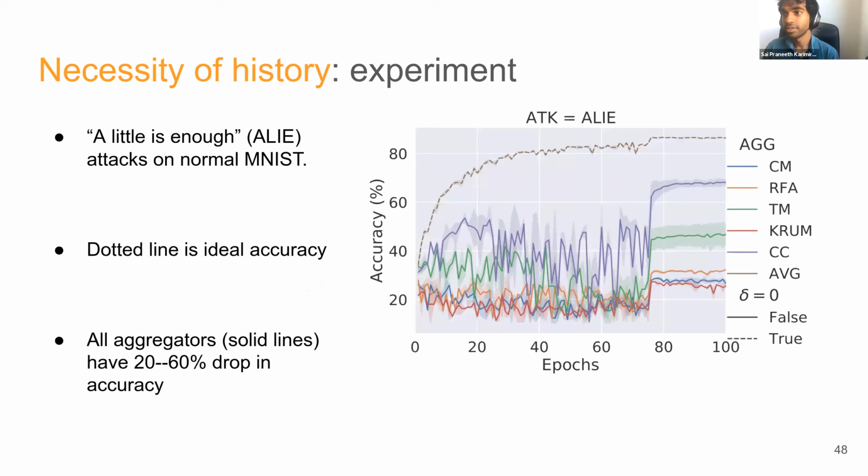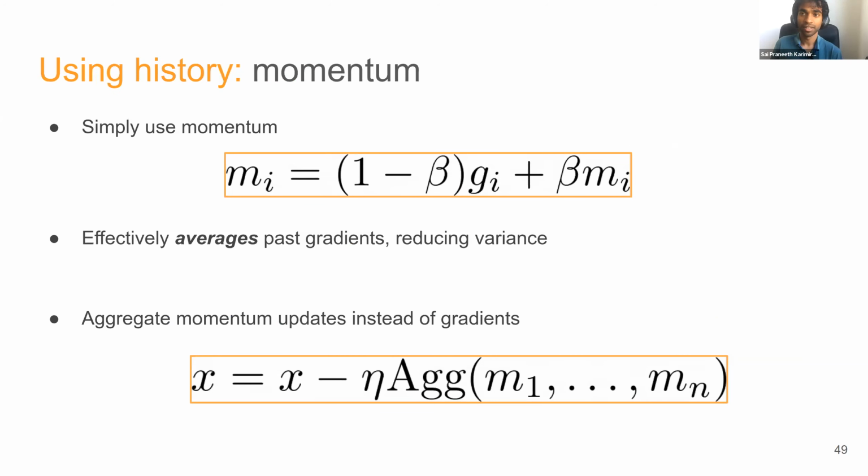And this is just an experimental demonstration of this. Basically, all of the defenses have a pretty big drop in accuracy, like 20 to 60% drop in accuracy. And the defense here, it turns out that just using momentum is actually good enough to defend against this. And here the intuition is exactly the same. So instead of just directly aggregating the updates, use some past history, like average it over the past history.